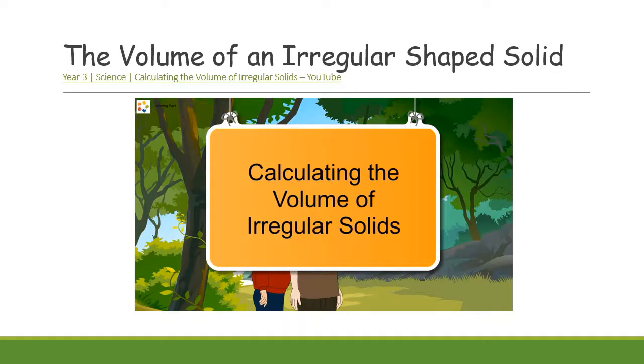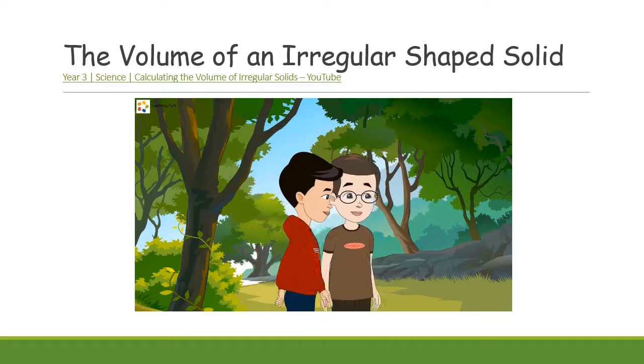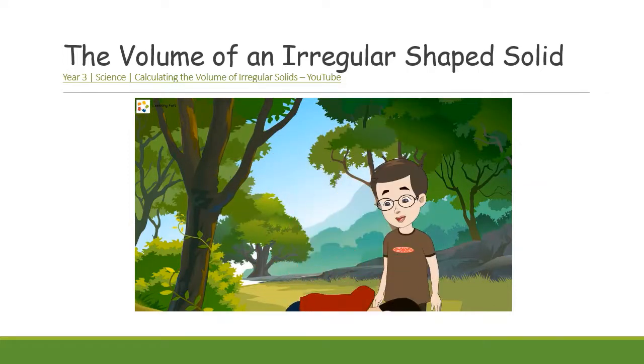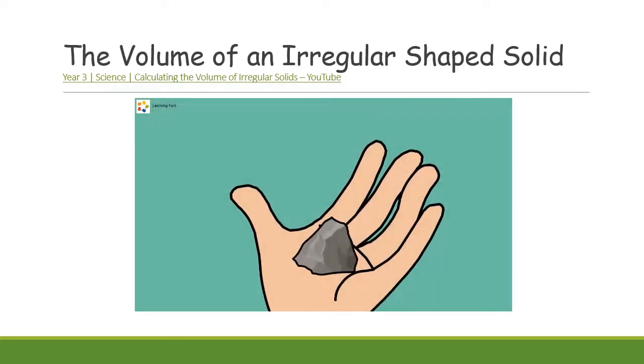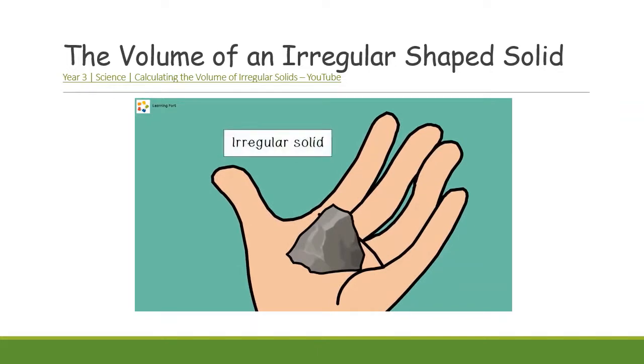The volume of an irregular shaped solid. Our next topic is to find the volume of an irregular shaped solid. Before we start, let us watch a video. Jeff and Eddie are walking through the garden. Jeff picks up a stone and shows it to Eddie. Jeff tells Eddie that the stone he is holding has an irregular shape. It is an irregular solid.